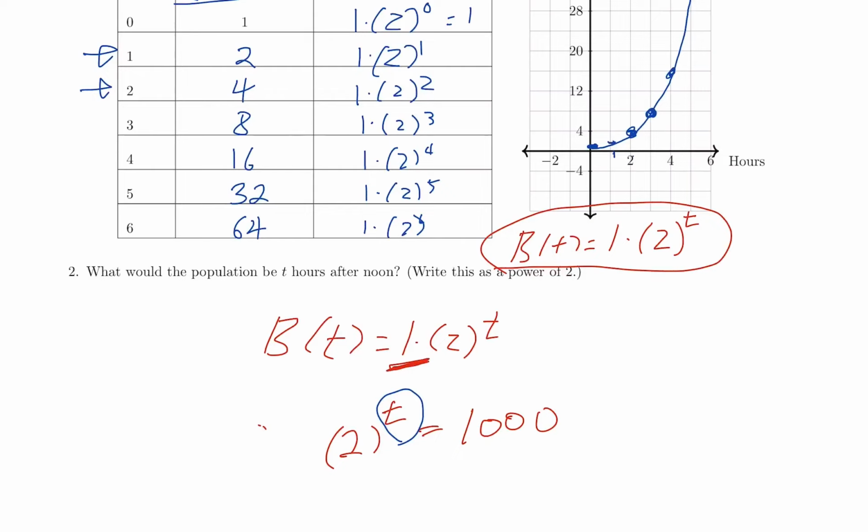Okay. Just for an example, 2 to the 10 power gives us 1,024. So it would take about 10 hours, a little less than 10 hours, just for an estimate, right?